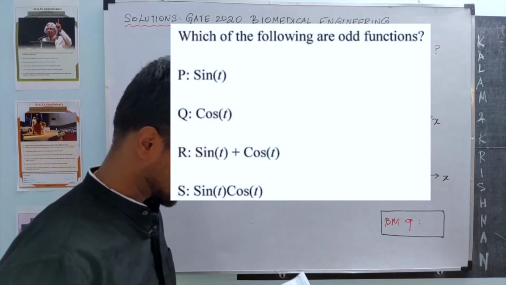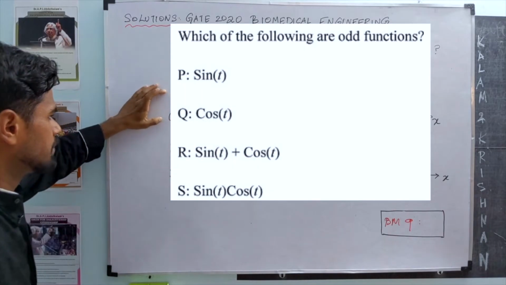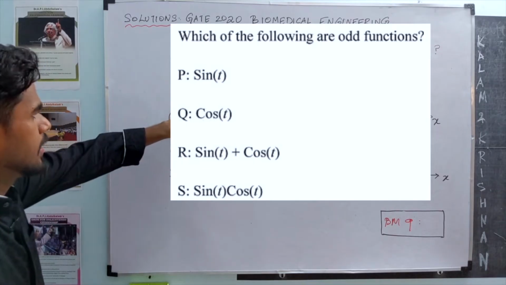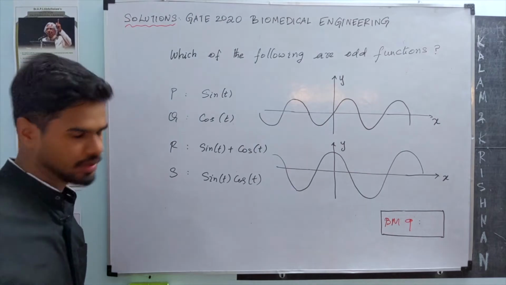Ninth question. Which of the following are odd functions? We are given four functions, P, Q, R and S: sin t, cos t, sin t plus cos t and sin t cos t, right?